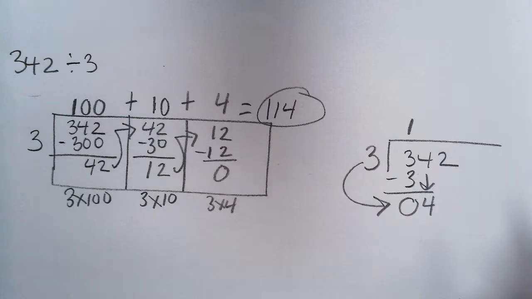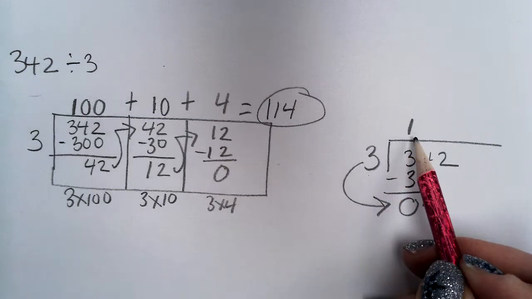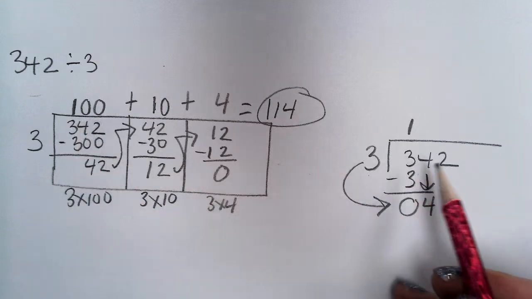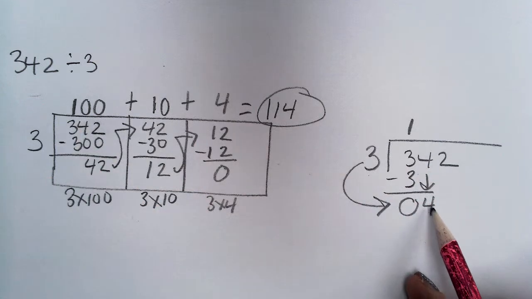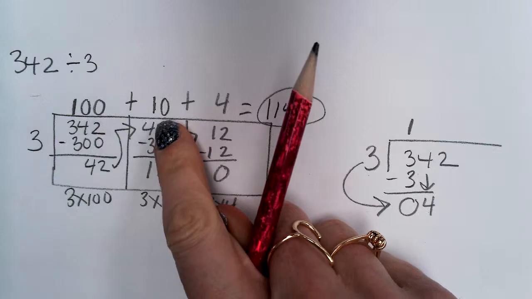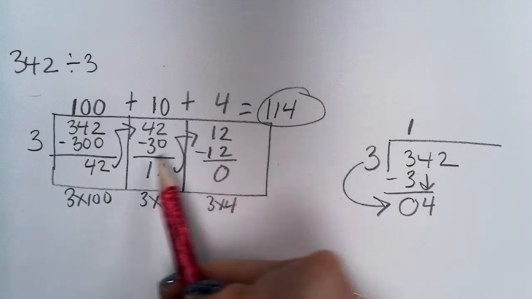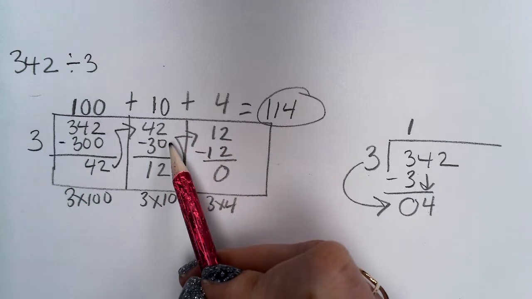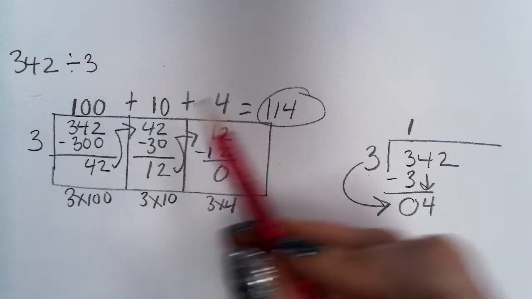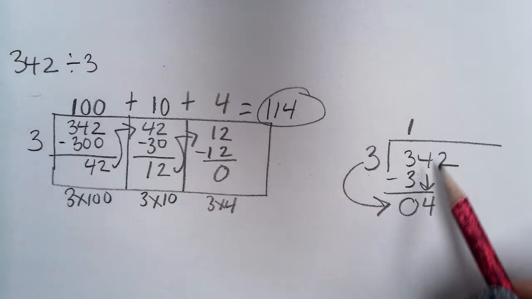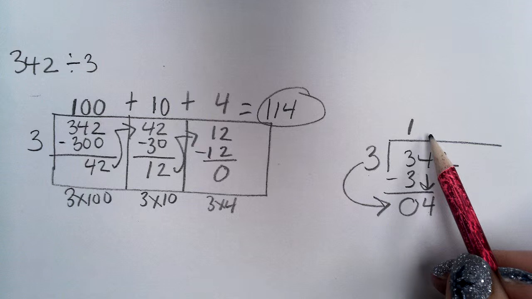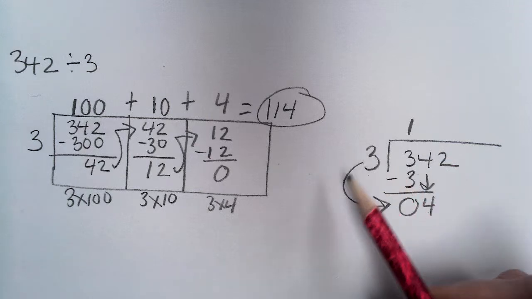Then we repeat. So you can see first we had that 1 in the hundreds place like over here. I brought down my 4. I repeated, and same thing like over here. We said how many 3's go into 4, and we put a 1. The only difference was that, again, we used the entire place value here. Here we're just, again, doing it one digit at a time.